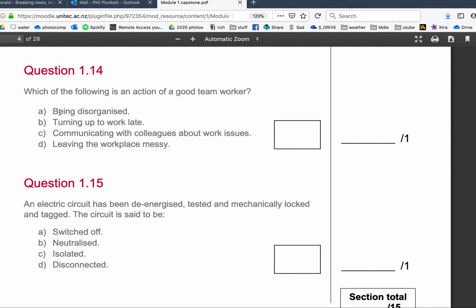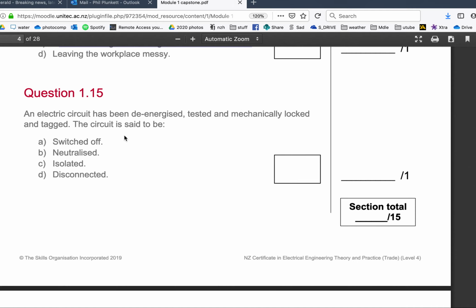Which of the following is an action of a good team worker? Nah, don't want to work with this guy. Don't want to work with this guy. Yeah, leaving a workplace message, don't want to work with him. So that one there is easy. This guy here is the one you want to work with. The other 3, you don't want to work with those guys.